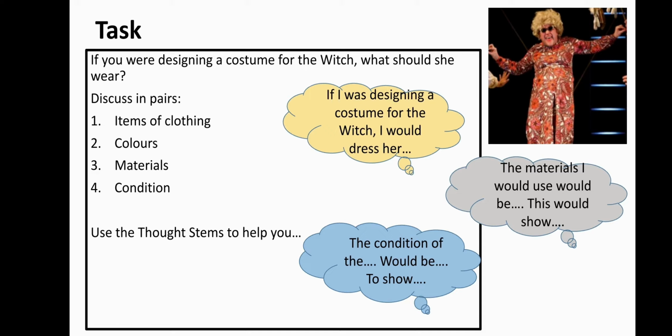For example, if I was designing a costume for the witch, I would dress her in, then discuss the items of clothing. The condition of the skirt would be woollen to show that she has made the skirt herself. So you are focusing on the 4 points for discussion: items of clothing, colours, material and condition, and use the thought stems to help you formulate your answers. If you are working from home, you can do this by yourself.